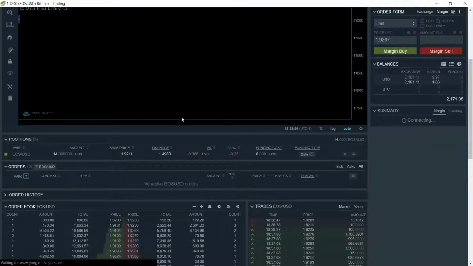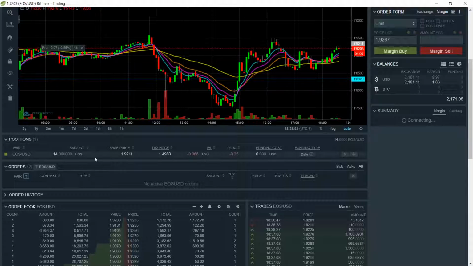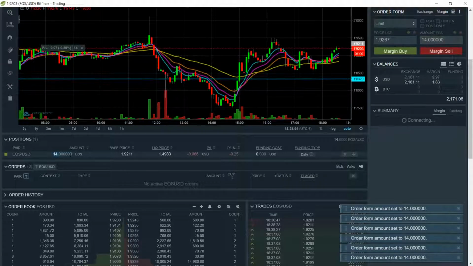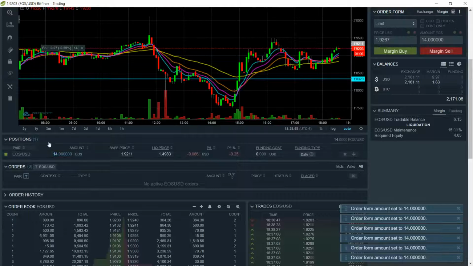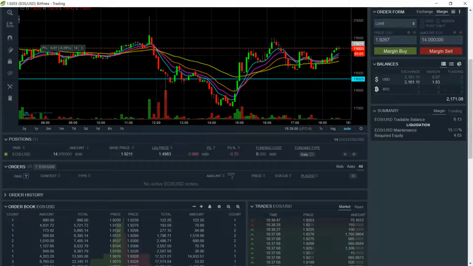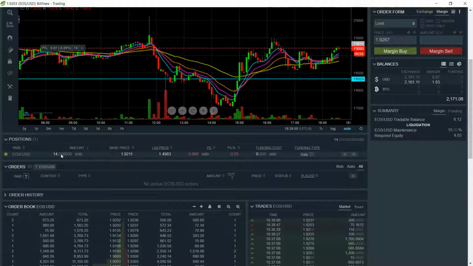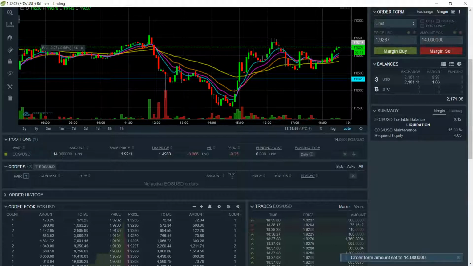Okay, now we're going to go over all the fields, okay? This shows you the position size that you have right here. So I purchased originally 14 EOS, for example, and I want to show you guys something cool if you don't know. Look right here, look right there, okay guys? If you ever want to sell the amount that your position has, just click on it, click right here, and it auto-populates this field right there.